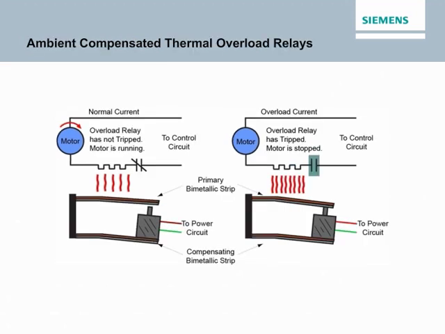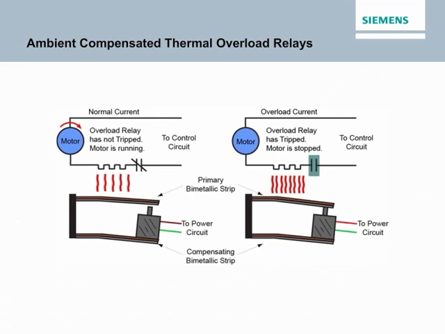In some applications, submersible pumps for example, the motor is installed in a location with a constant ambient temperature while the overload relay is installed in a location with a varying ambient temperature. Because the bimetallic strip in an overload relay bends more as ambient temperature rises, this can lead to nuisance tripping if a standard thermal overload relay is used. Ambient compensated thermal overload relays overcome this problem by using a compensated bimetallic strip along with a primary bimetallic strip.